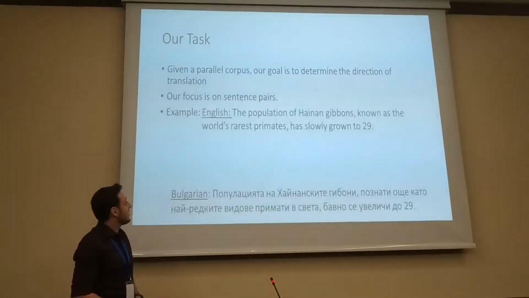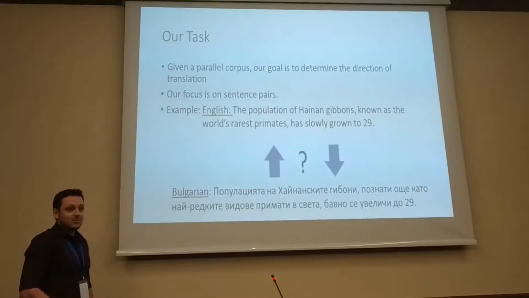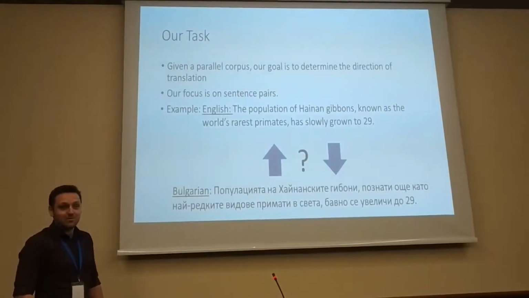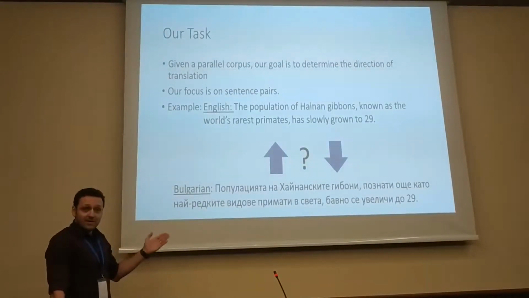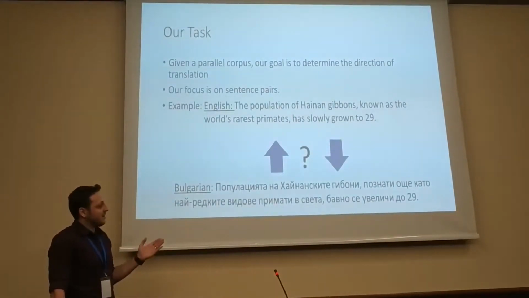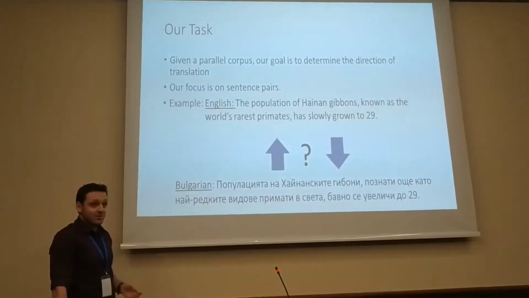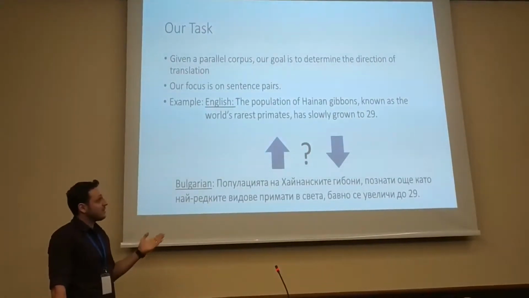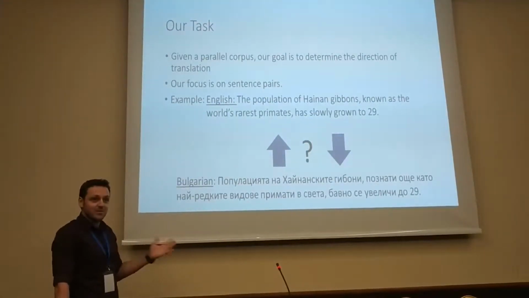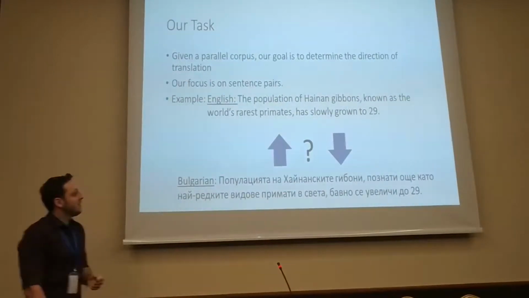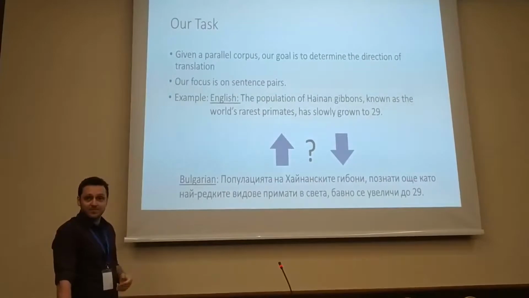Let's start with an example. Here's an example in English and Bulgarian. And the question is, which one of them is original and which one is translated? Both of those sentences are coherent, they don't have any grammatical errors, and they were translated by humans. So there is nothing that pops up that can identify which one of them is translated or not. And this shows that this task is very hard even for humans.